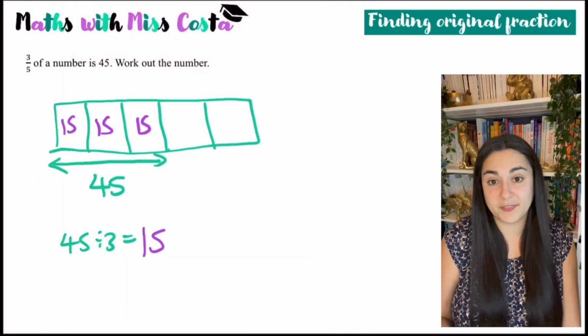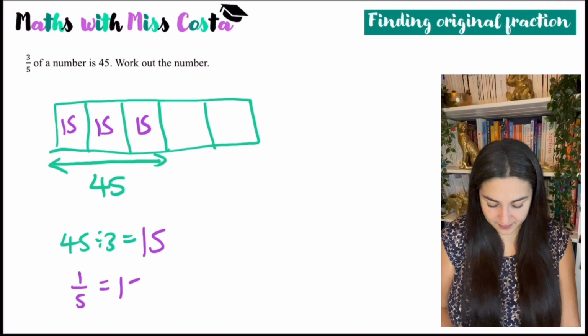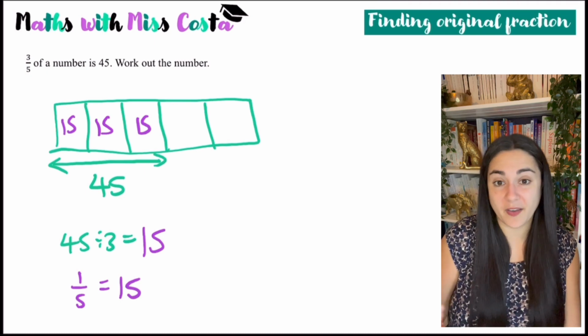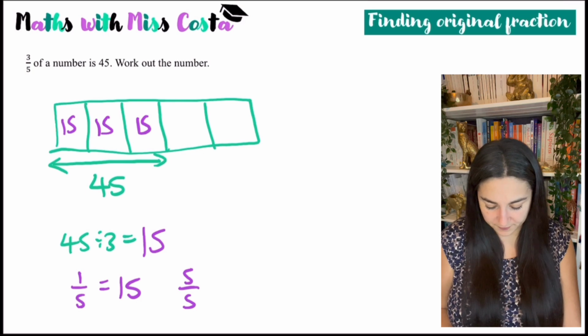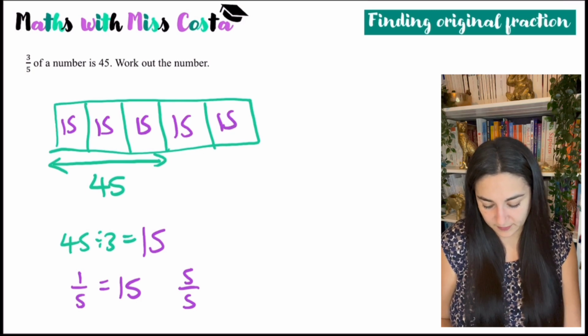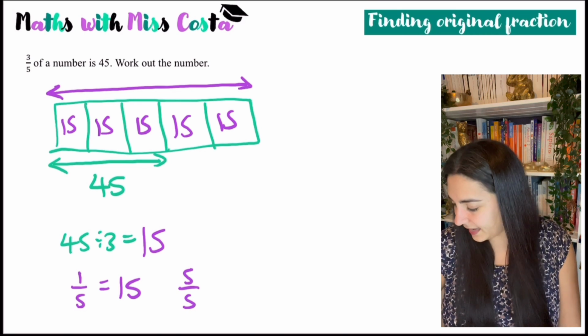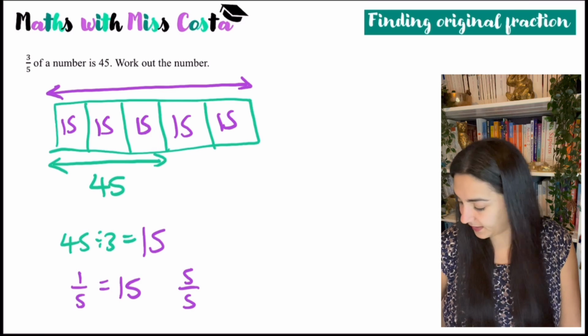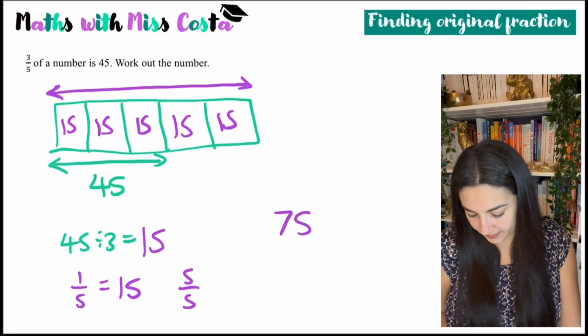So each part of this fraction, each fifth, is 15. Or I could have done it the fractional way if you don't like the picture method. So 1/5 must be 15. To work out the whole number, I need to work out 5/5. So either multiply 15 by 5 or I could do it like this in the little picture, because pictures are just a lot more fun. So 45 plus 30 would give you 75. So the original number is 75.